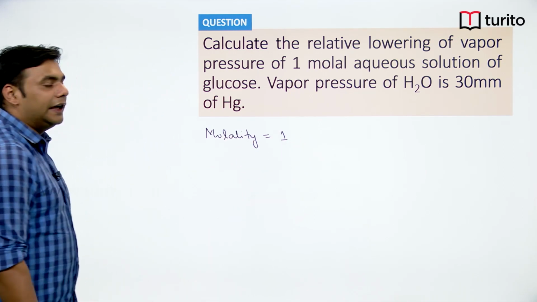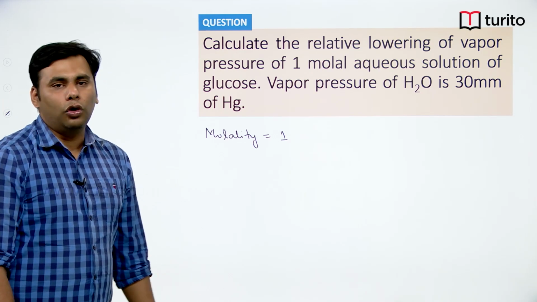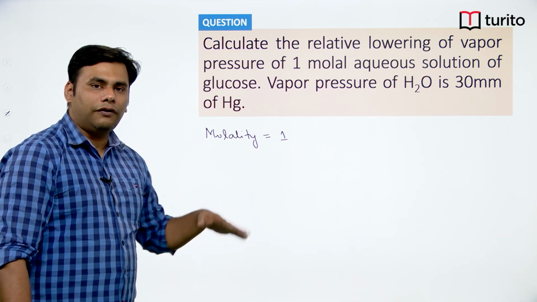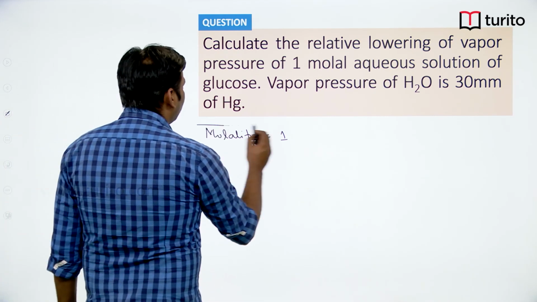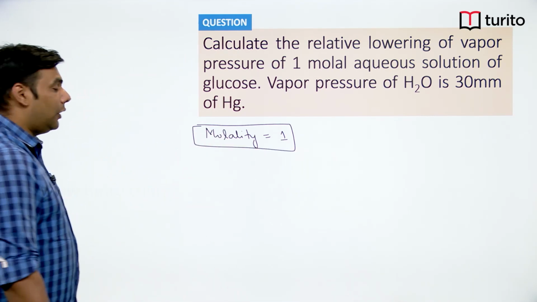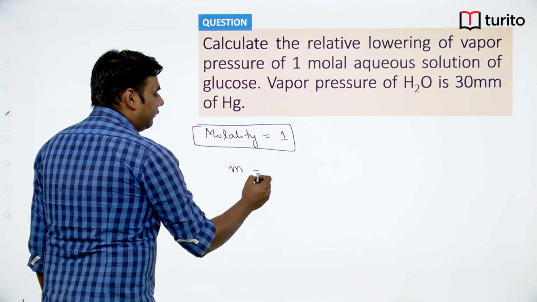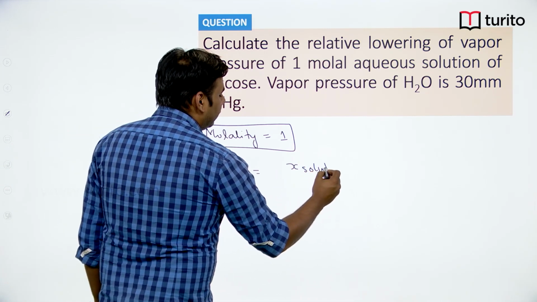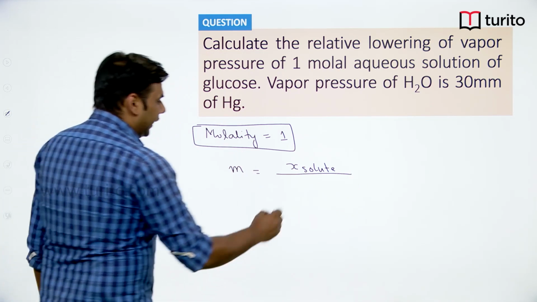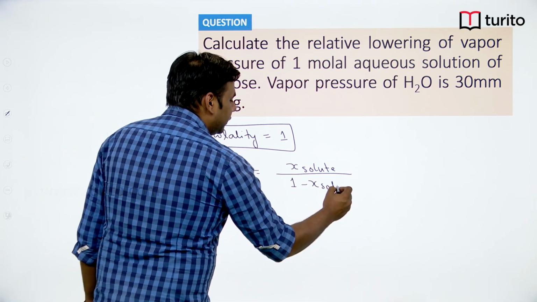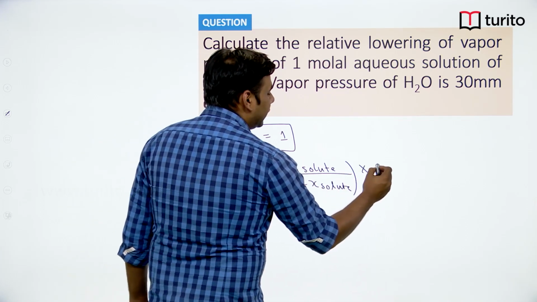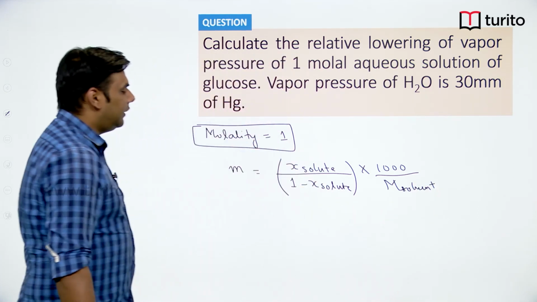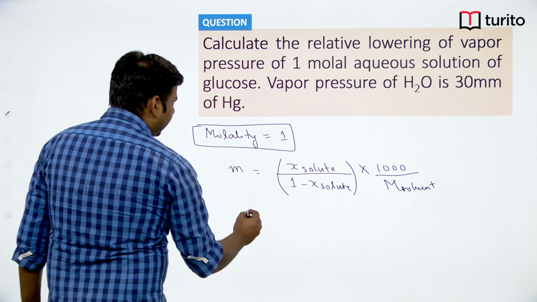For calculating the relative lowering in vapor pressure, we know that we need the mole fraction of solute, because the relative lowering in vapor pressure is equal to the mole fraction of solute. So we need to find the mole fraction of solute using this molality data. I have already done this conversion in the first lecture. If you have missed that, you can go and check it. So molality is equal to mole fraction of solute divided by 1 minus mole fraction of solute, into 1000 divided by the molar mass of the solvent. This was the formula which we derived. We know that molality over here is 1.